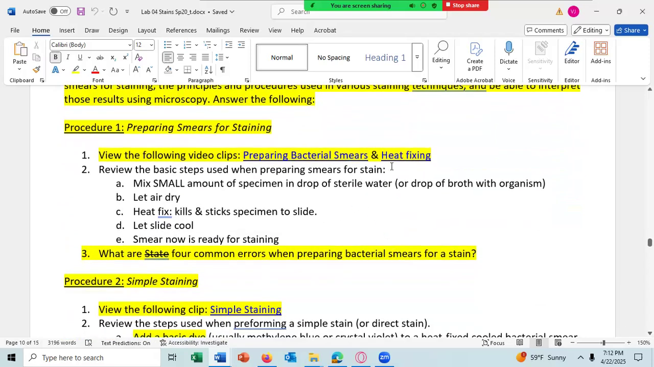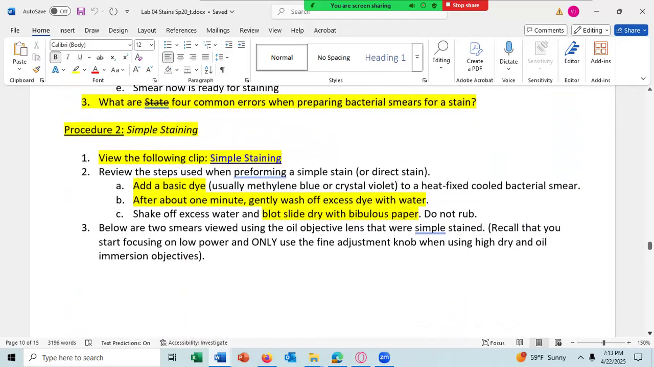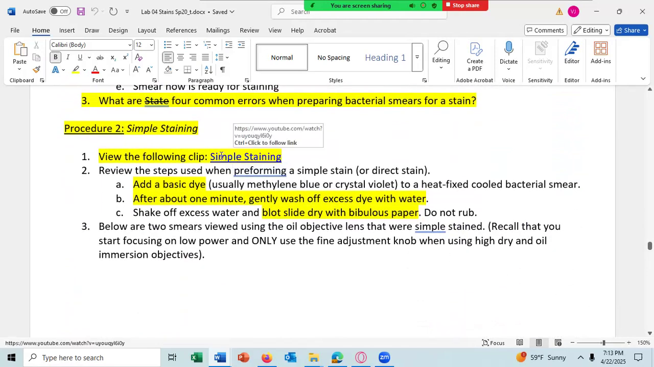So watch the video and then watch. You need to air dry the cells and then heat fix them. Which actually that's right there. And I should have just read it because it's so little. All right, procedure 2. You're going to be looking at the simple stain. There is a video clip of the simple stain. That's when you simply add a single dye to the cells. Wash the dye off, let the slide dry with bibulous paper, and then look at the cells under the light microscope.